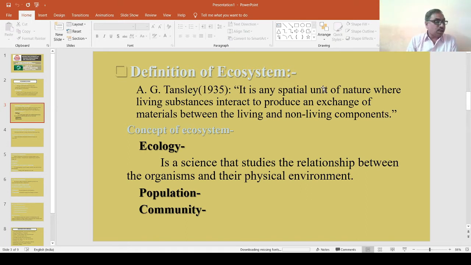Then, the concept of ecosystem. The concept of ecosystem has two components. These are the living world and the non-living world. There is a relationship between living and non-living things. A living thing is called an organism. Organisms are characterized by certain characters like capacity of movement, nutrition, respiration, growth, reproduction, and excretion. In this regard, they are categorized as living organisms.